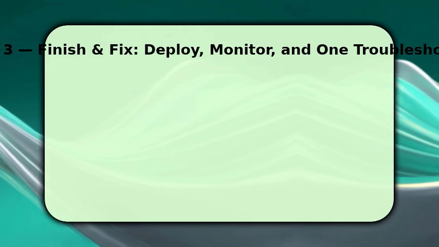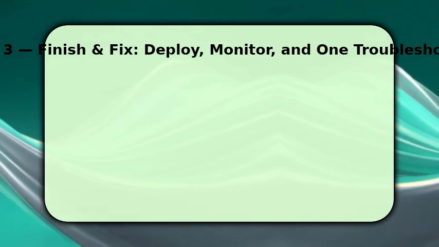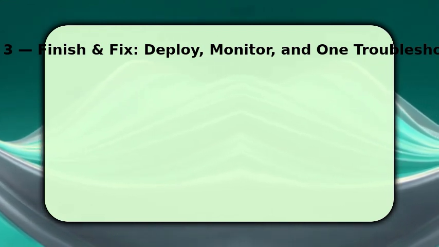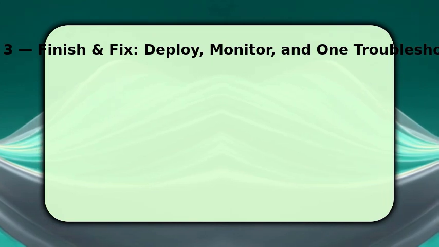If numbers seem unstable, vary gas and electricity prices by plus or minus 20%, and check how sensitive your decision is to those changes.